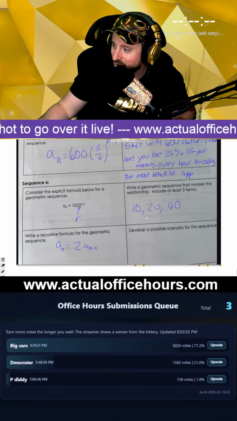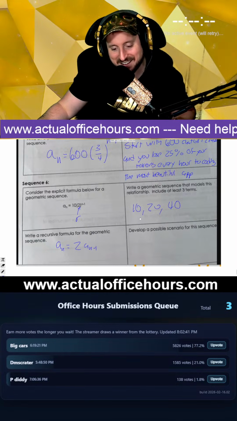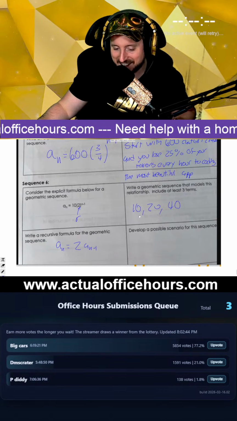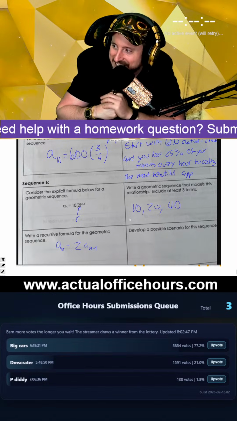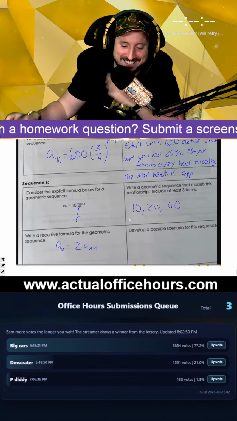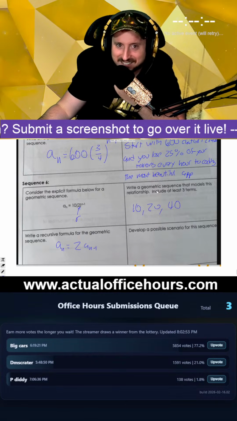Dude, how does Big Cars have 5,000 votes? Big Cars, you figured it out. Someone figured out how to already game the algorithm. Oh, I'm gonna have to debug this now. I was like, Jesus. You found it, Big Cars.